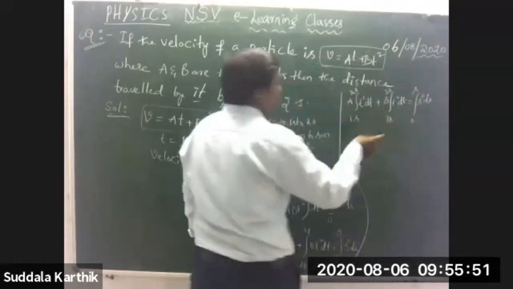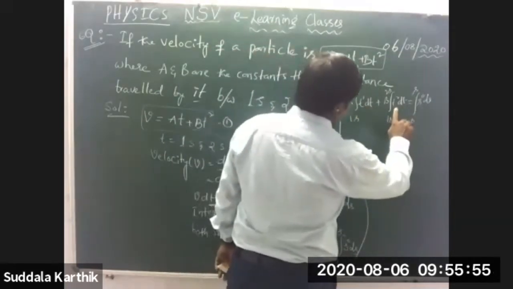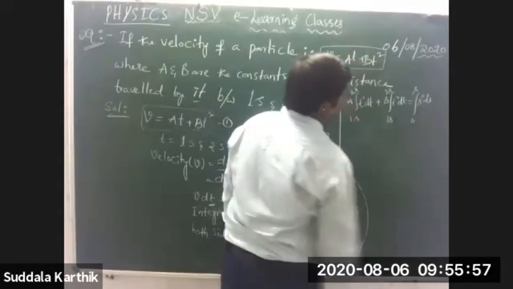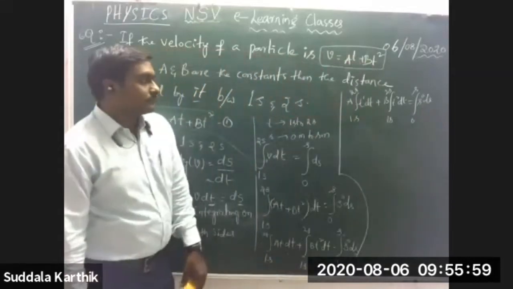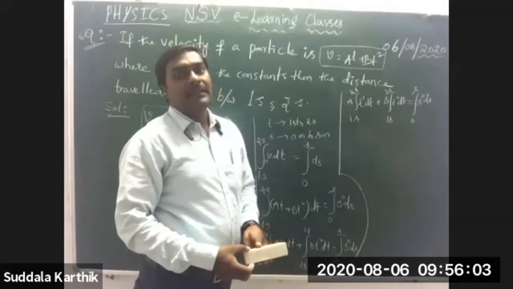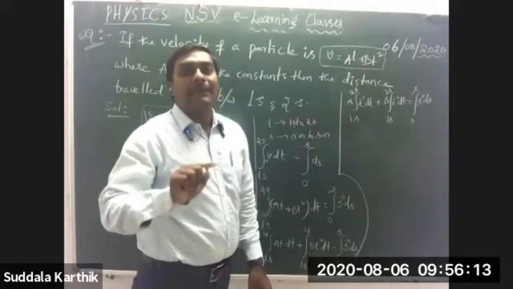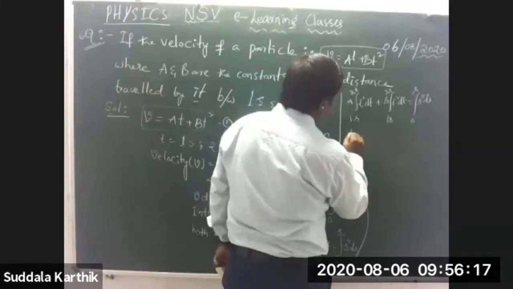Now I am applying the formula. It is also looking like x to the power of n dx. Now tell me, anyone, what is the formula? Integral of x to the power of n dx is x to the power n plus 1 by n plus 1. So t to the power 1 plus 1 by 1 plus 1.